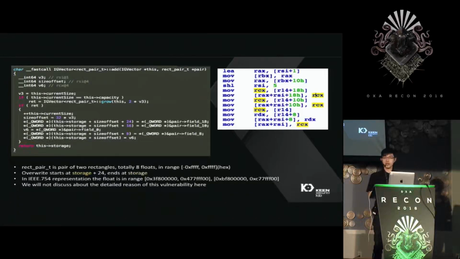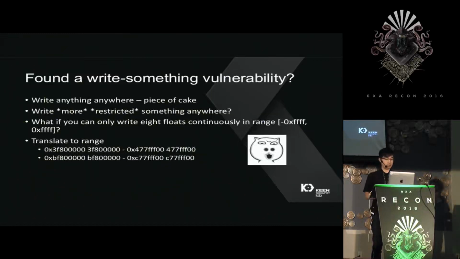And with this knowledge in mind, we will now introduce the generic exploitation approach for this non-perfect OOB write. As Liang has introduced before, if you get a perfect write-anything-anywhere vulnerability, it's harder to exploit in modern exploitation, but it's not a very big problem. But if you get a restricted write-something-anywhere vulnerability, just like the Blizzard vulnerability, where you can only write 8 floats continuously in this range, and the values you can write only begin with 3F and 47, or BF and C7, how can you achieve reliable exploitation?